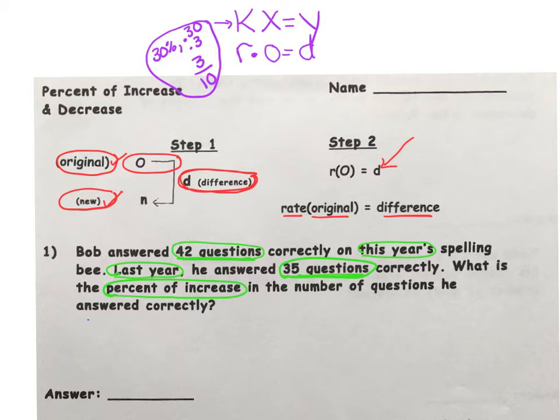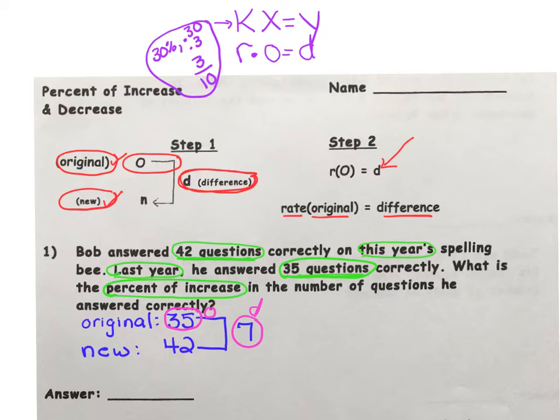Well, clearly the original amount that he started with, please record these notes on your notebook paper. The first year he had 35 correct, but the new amount, which occurred this year, is 42. As we subtract and find the difference between these two values, we see he has a difference of 7. He increased by 7. This, once we subtract, is our difference. Please circle that and put a D by it. And the 35 is our original amount.